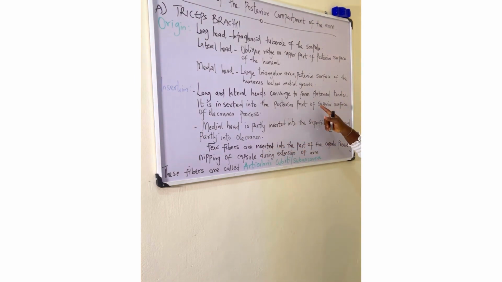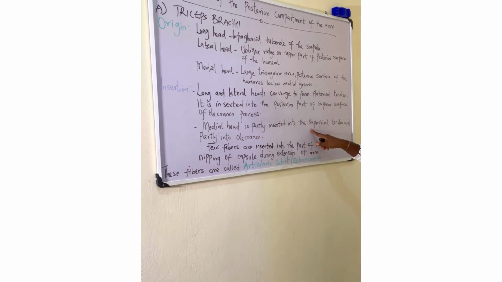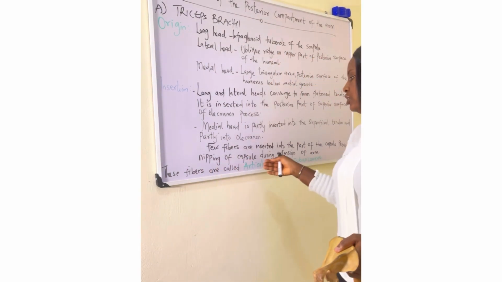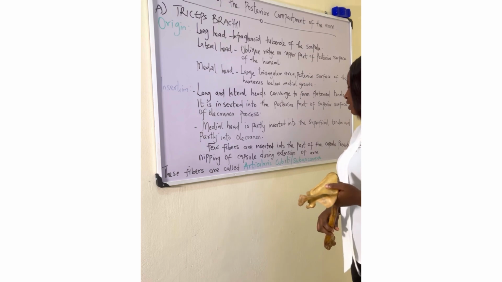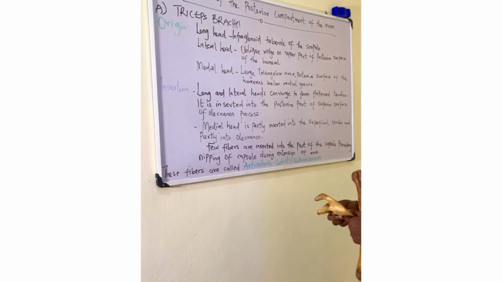So while the long and the lateral heads are inserted into the posterior part of the superior surface of the olecranon process, the medial head is partly inserted into the superficial tendon of the olecranon process as well. Now these few fibers are inserted into the part of the capsule. This prevents slipping of the capsule during extension of the arm and not flexion of the arm. So these fibers are all together called the articularis cubiti or the subanconeus.